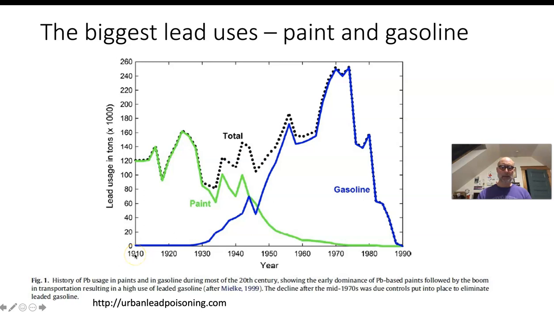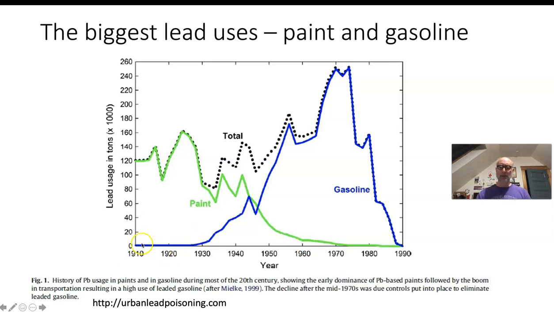Axis here goes in decades from 1910 to 1990, when most of the lead use in the United States actually had stopped. And what you'll see is that lead was used a lot in paint in the early part of the 1900s, and then the use in paint started to fall through World War II. And after World War II, the use of lead in paint really diminished, so that by the time I was born in the early 1960s, very little lead was used in paint.